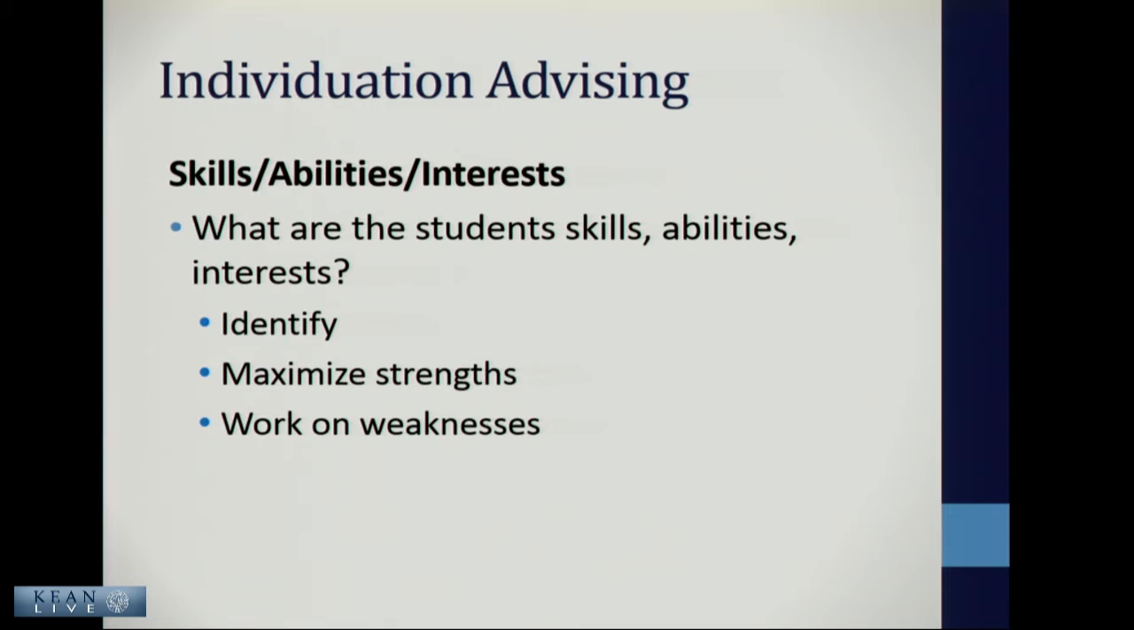In terms of individuation advising, this is really trying to understand what kind of skills, abilities, and interests our students have. Of course, it's sometimes difficult to get to all of this in 5 minutes, but if you see a student who's struggling with math, yet their major is science or business, maybe this is not an ability that is a strong suit for them. So making sure that we're identifying our students' skills, weaknesses, and abilities, and then trying to maximize their strengths and work on weaknesses would be an important aspect of advising.